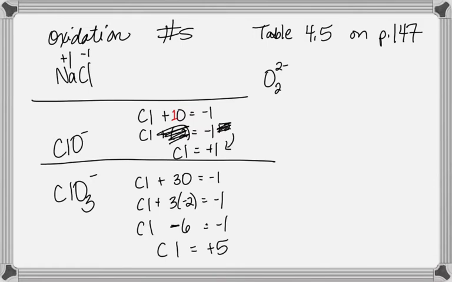What you will find on polyatomic ions, whether it's nitrate, sulfate, whatever, is that the O's are always minus 2. Whatever they're with always has a positive oxidation number.